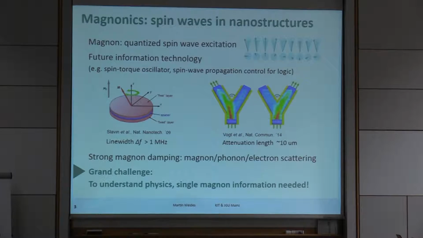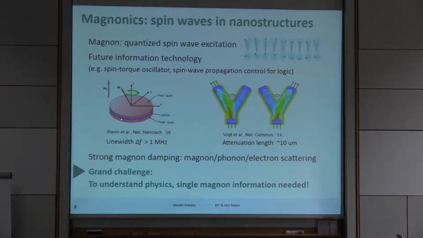Most important, magnonics. This deals with information processing in magnetic materials, so using spin waves to process information and to also implement logic elements. Here's a sketch of a spin wave, as you all know. For example, with spin waves, one can realize a spin torque oscillator. This is a high frequency generator, if you like.